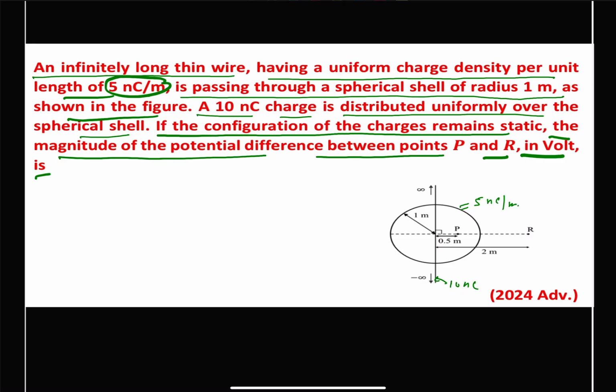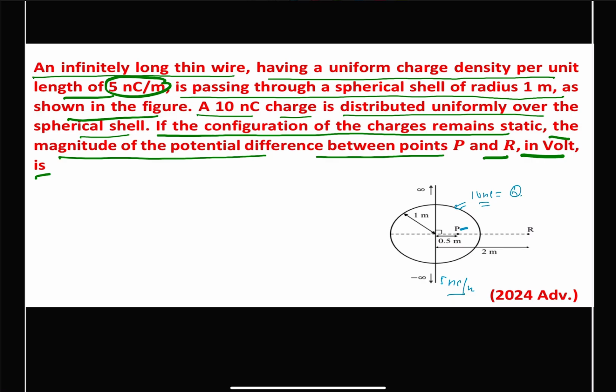Sorry, my mistake, I wrote it wrongly. The thin wire has a charge density of 5 nanocoulomb per meter, and the spherical shell has a charge distribution of 10 nanocoulomb along the entire spherical shell. So let us suppose this charge is capital Q, and we have 2 points P and R. P is inside the shell and R is outside the shell. This is the basic diagram given to us.